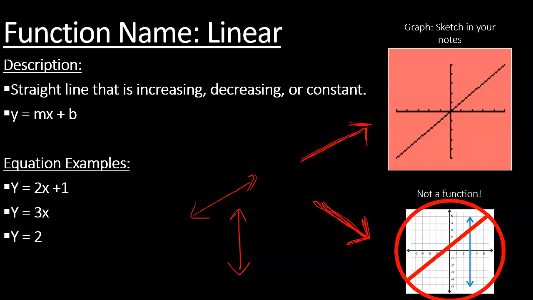Y equals 2x plus 1, where I have a slope of 2 and a y-intercept of 1. Y equals 3x, where I have a slope of 3, and that means my y-intercept would be 0, so it's going through the origin. And y equals 2, which creates a horizontal constant line. So again, go ahead and pause the screen at any time to get your notes copied. So if you're not finished, pause now, and then unpause to continue.